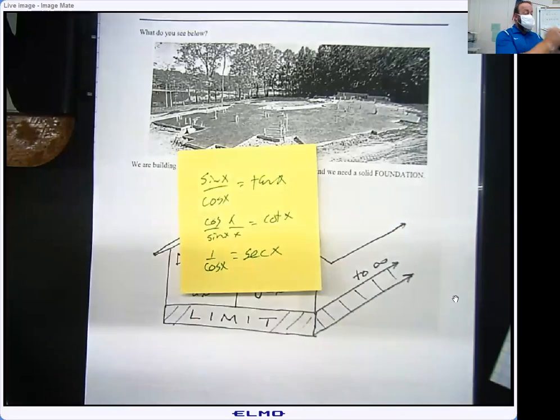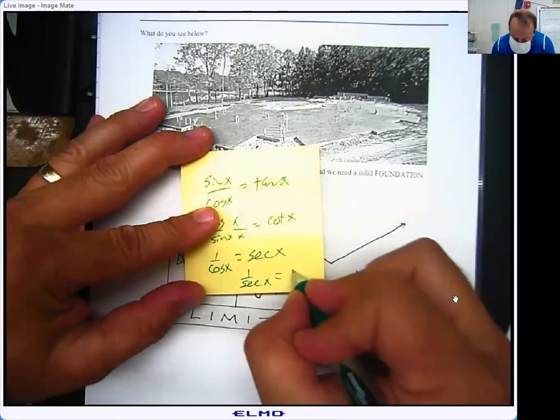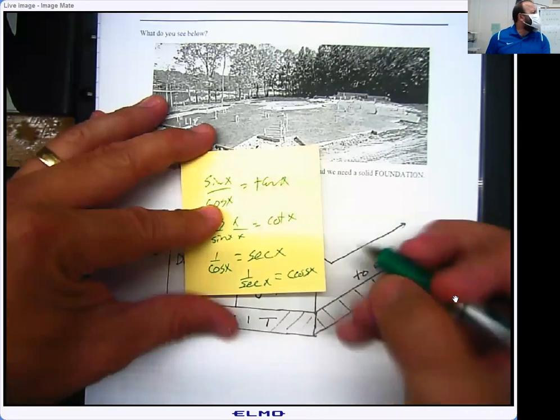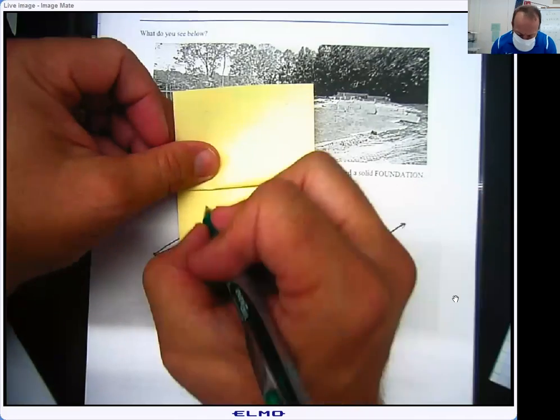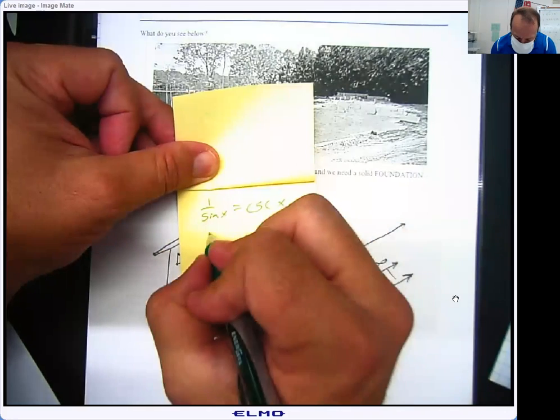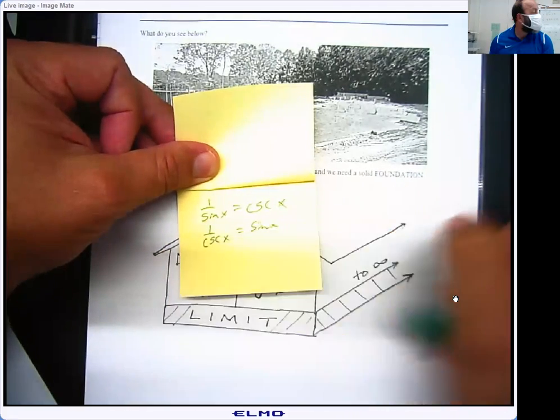And by the way, 1 over the secant is, well, the cosine. And what's the last one? 1 over the sine of x is the cosecant of x. Or 1 over the cosecant of x is the sine of x.